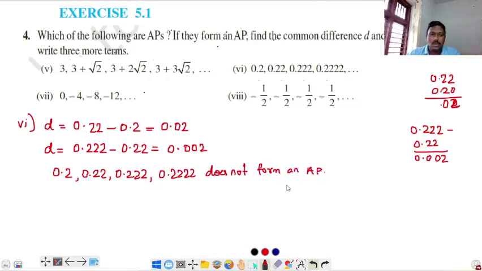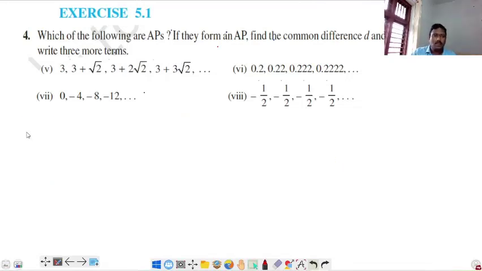Okay children, so let us move to the next question, question number 7. In question number 7, we can find D. So D is equal to second term minus first term. The second term is minus 4, the first term is 0. So minus 4 minus 0 will be minus 4.